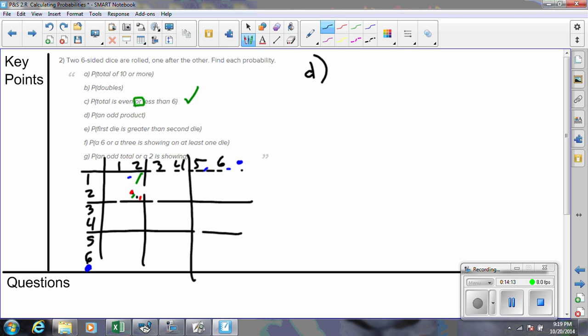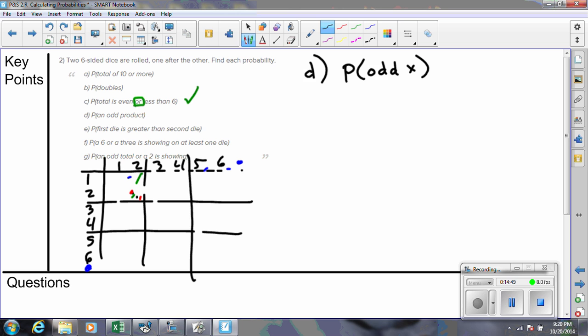Question D is asking, what is the probability that we get an odd product? Okay, remember odds are numbers like 1, 3, 5, 7, 9, and product is multiplication. So if we want to know the probability that we're getting an odd product, we would have to understand that the only way to get an odd product is to take an odd number times an odd number.